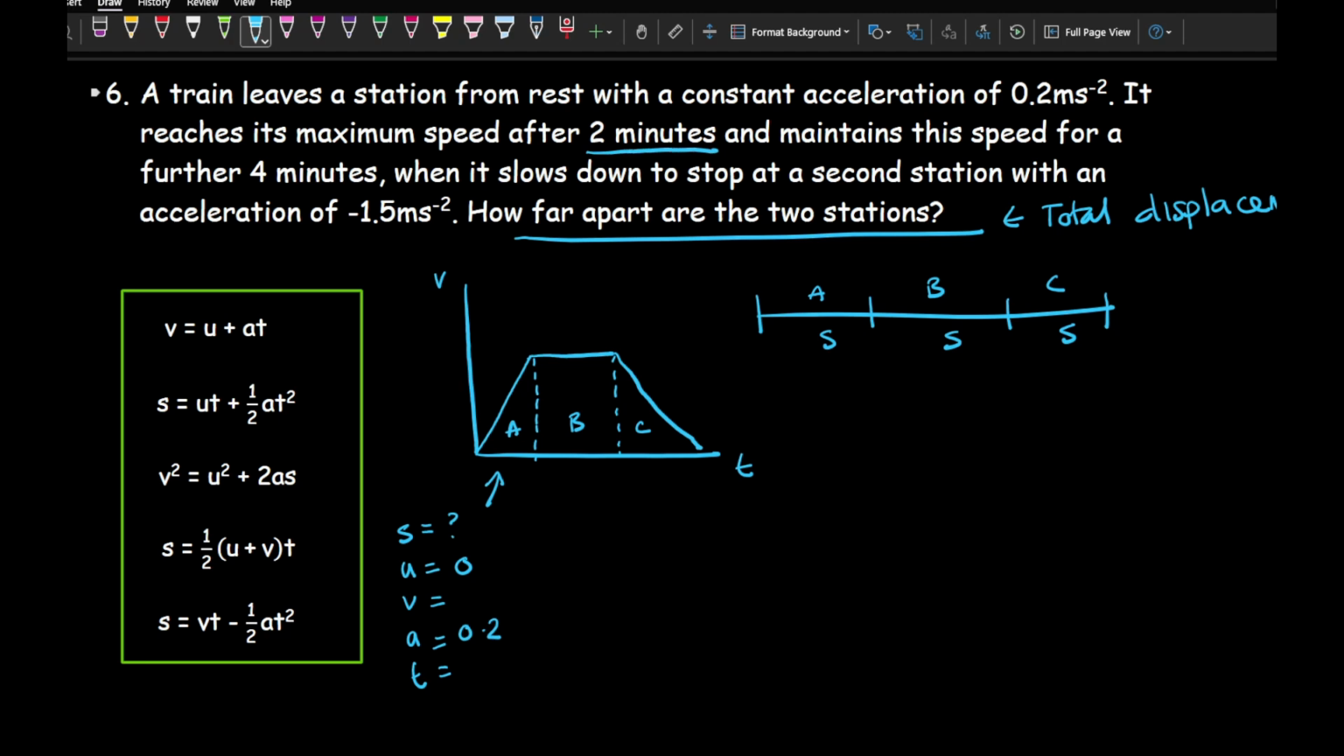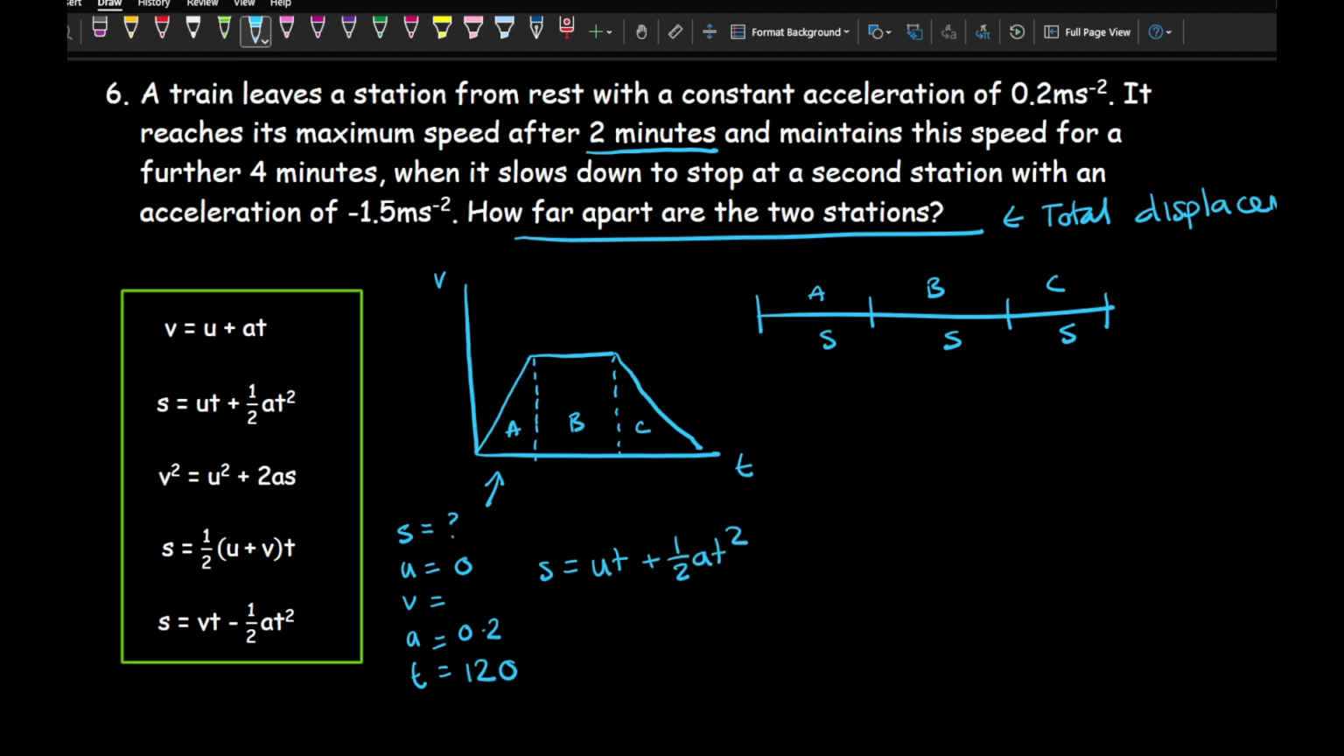As you can see, acceleration is given as meters per second squared, so all our time units need to be in seconds and all our distance units need to be in meters. So 2 minutes is represented by 120 seconds. Now, from this we can work out what S is, and the formula we're going to use for that is S equals UT plus a half AT squared.